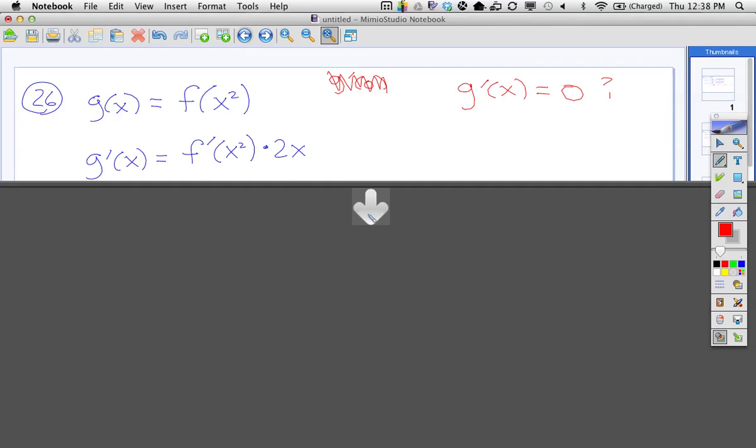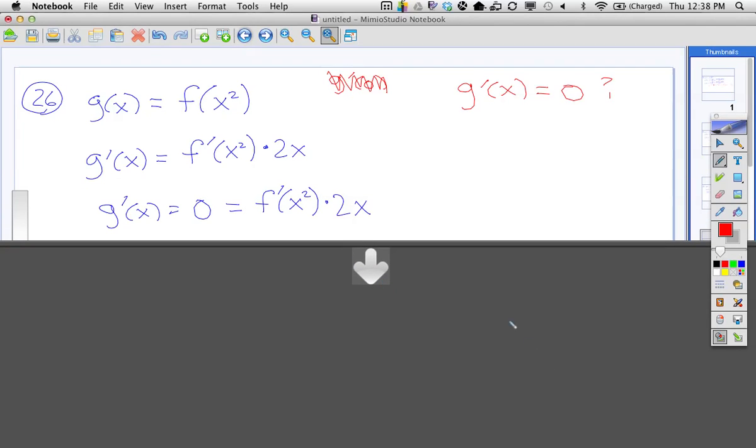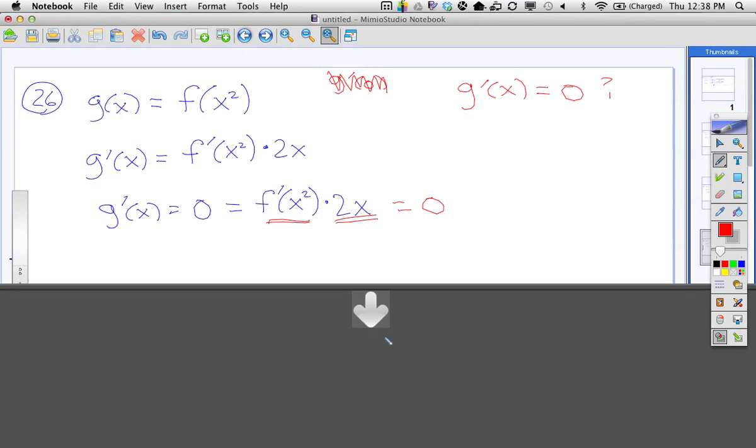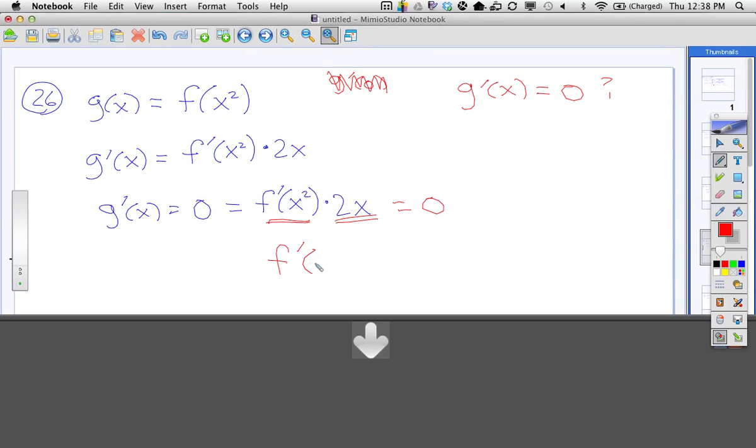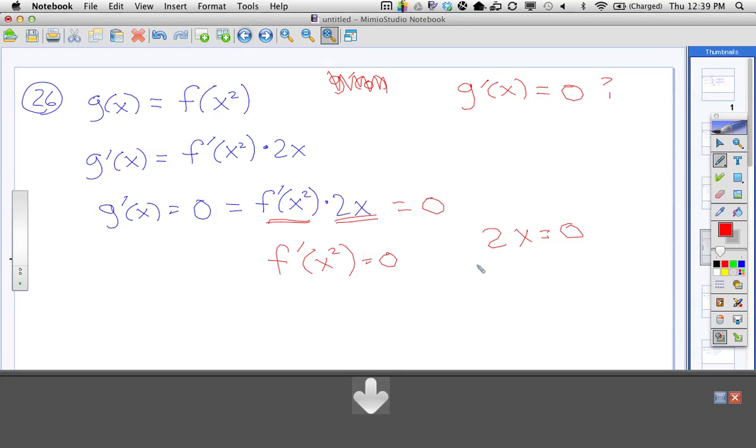So there we go. We need to know where that equals 0. Where does g prime equal 0? Well, what you have are two things multiplied to equal 0. This is important stuff, because this is a stationary point, isn't it? Where's g prime equal 0? That's like finding a stationary point. So you have two things multiplied to equal 0, and one of them has got to be 0. So either f prime of x squared equals 0 or 2x equals 0. That's easy, right? That's just when x is 0.